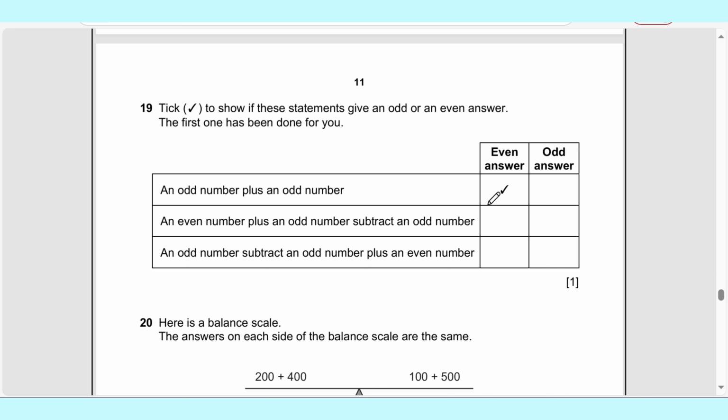Alright, let's move on. Okay, 19. Tick to show if these statements give an odd or an even answer. The first one has been done for you. An odd number plus an odd number, even answer. Alright, now an even number plus an odd number subtract an odd number. What is it? An odd number subtract an odd number plus an even number. What is it? Is it an even or odd answer? Okay, time given.